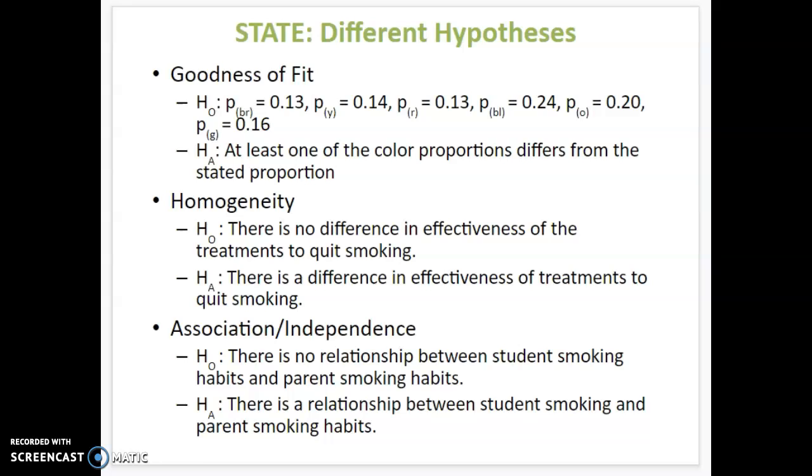And then the association or independence, I don't like to say independence because our null hypothesis is a statement of no difference. So if you say there's no relationship between student smoking habits and their parents, or there's no association between them, then your null hypothesis sticks with that no idea. And then the alternative is that there is in fact one. If you say independent, that's no association. So we'd be saying in the null that they're independent variables, and then in the alternative, they're not independent variables. And so it's totally up to your preference, whatever that might be.